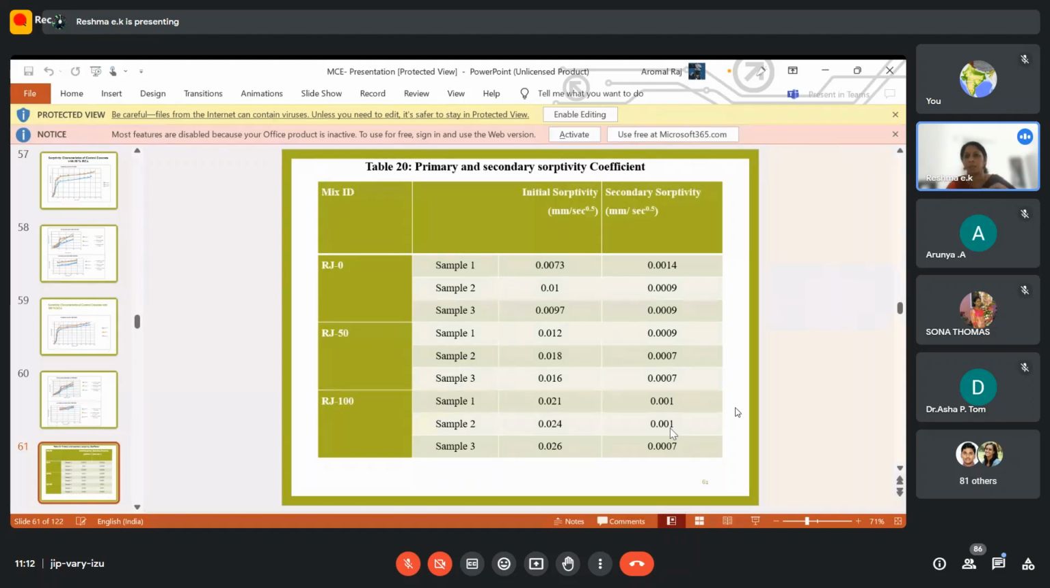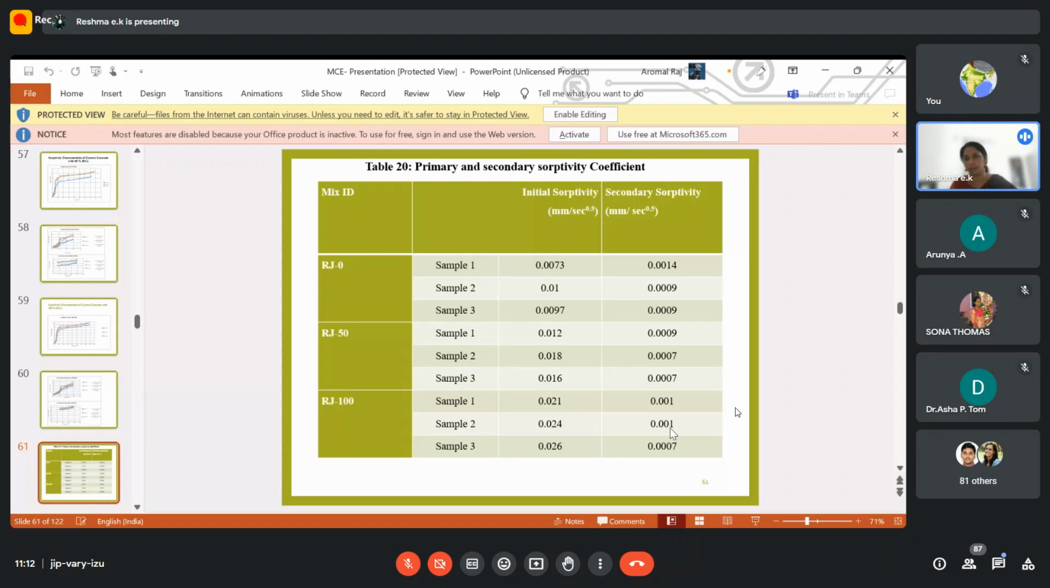That's because initially some minute or capillary pores will be there in the concrete. So when it is exposed to water, there will be rapid absorption of water into the pores, so that everything is filled. All major pores are filled. That is why initial sorptivity will always be higher.